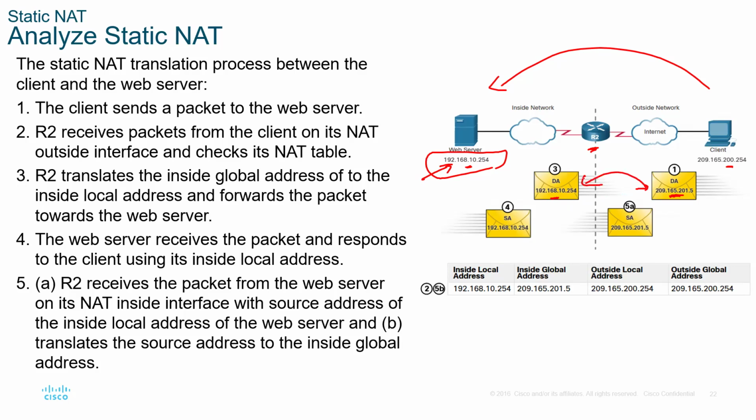That's the translation part. Steps 4 and 5, the web server receives the packet and responds. R2 receives the packet from the inside interface, then translates back. So this is our response. This is our source address, this address. For us to communicate with the outside network, this is a private address. It will need to be translated to a global address. Simple. That's how static NAT works.